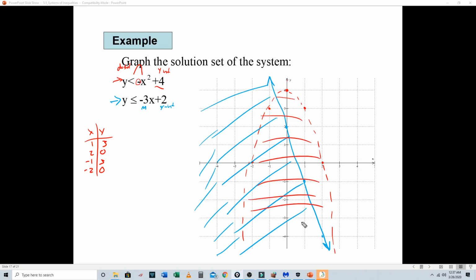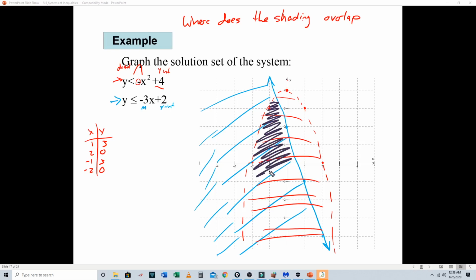Now, the question we have to really answer is, where does the shading overlap? Okay, so right here, right in here, the blue and red overlap. So this is your actual answer.